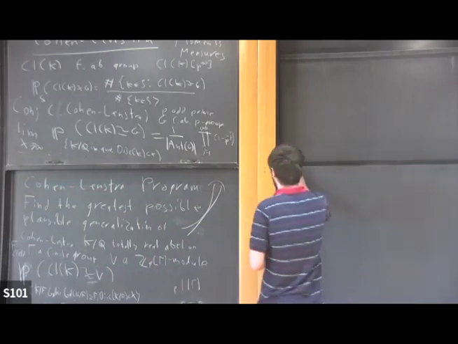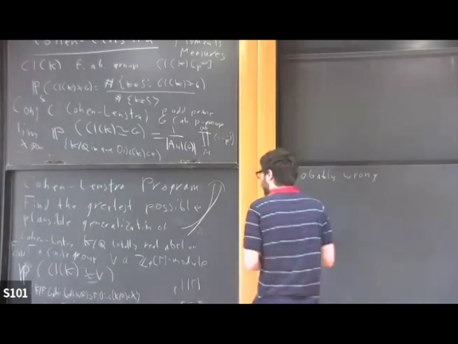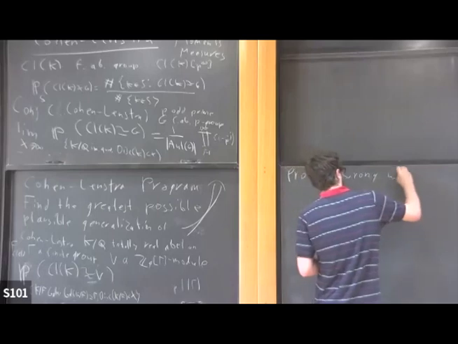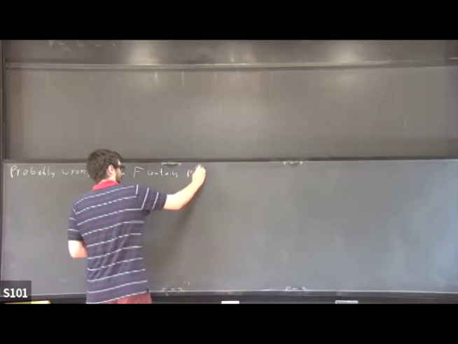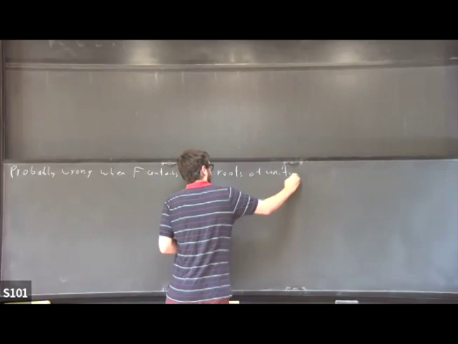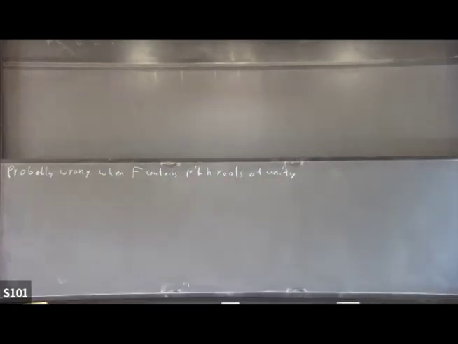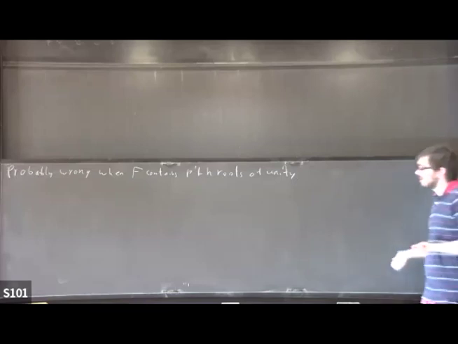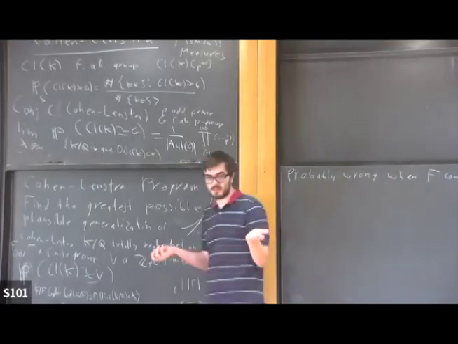This is probably wrong when the base field F contains p-th roots of unity. So it's always wrong when p is 2. And for most other primes, for most fields, they don't have to contain roots of unity, but you can always find fields where this is the case.